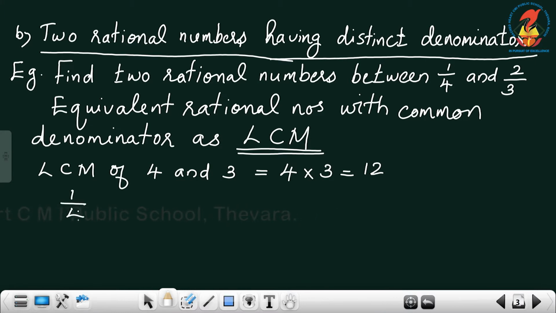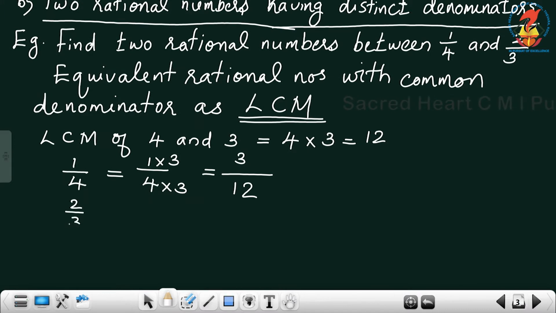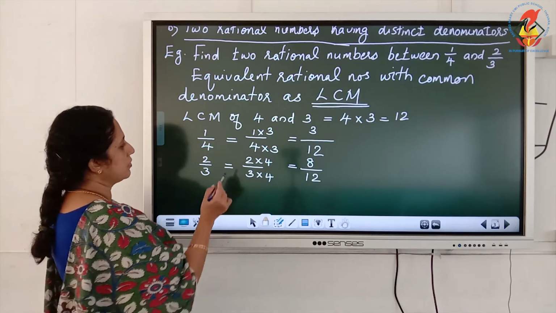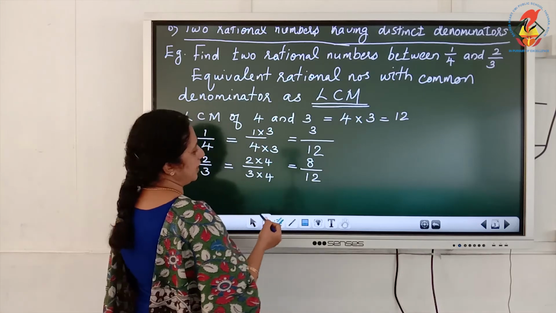First rational number is 1 by 4. You have to find the equivalent rational number with the denominator as 12. So 4 into 3, 12. So 1 into 3, 3 by 12. Next, 2 by 3 equals 2 by 3 into 4, which is equal to 8 by 12. So we got the equivalent rational numbers as 3 by 12 and 8 by 12.